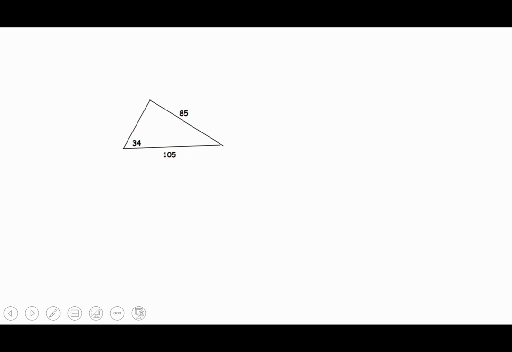So we're going to take this problem. We did finding the side length yesterday. Today we're going to be looking for the missing angle. And in this one, we'll find missing angle B.